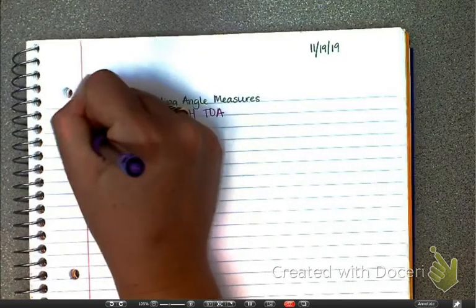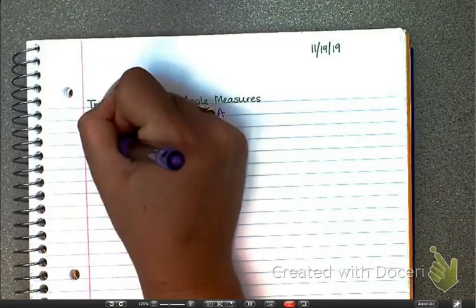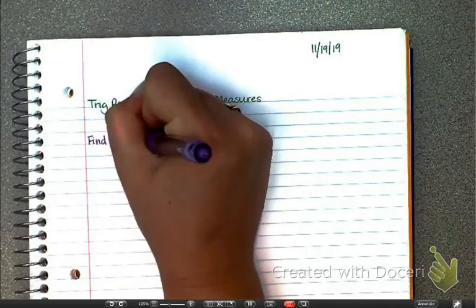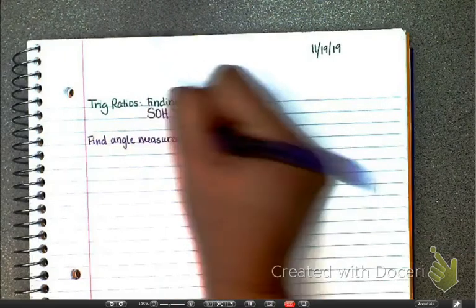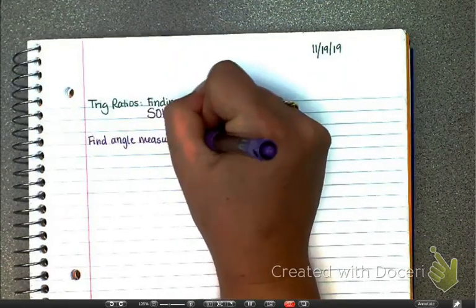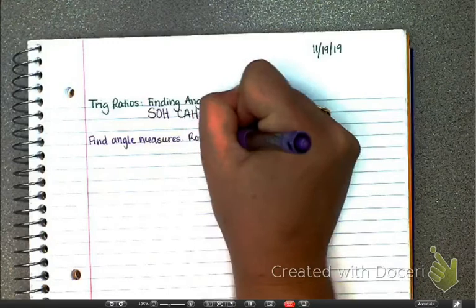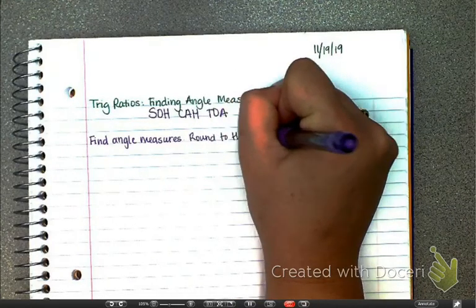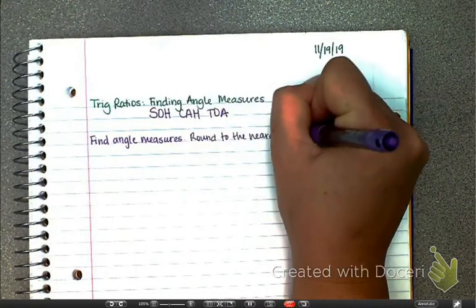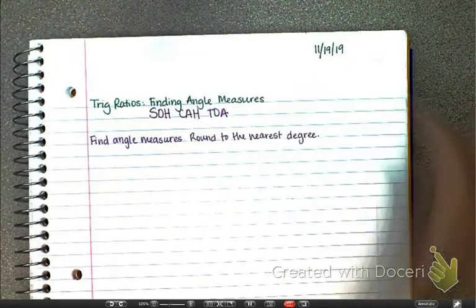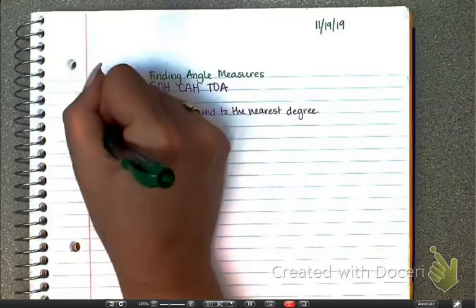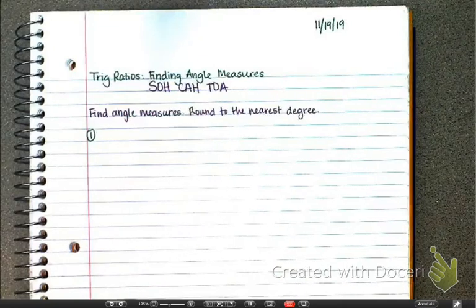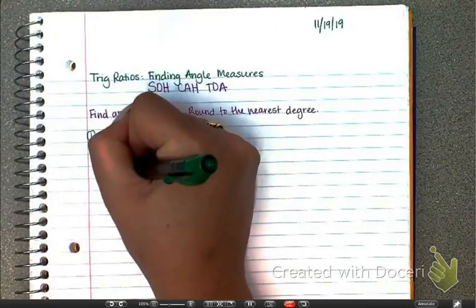But we are going to find angle measures. And we are going to round to the nearest degree. Okay, so we're going to find angle measures and we're going to round to the nearest degree. What kind of triangle do I have to have for all of these? A right triangle, so that's not going to change.